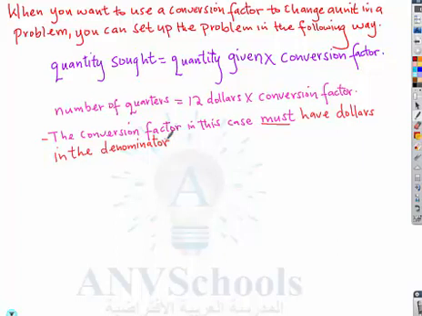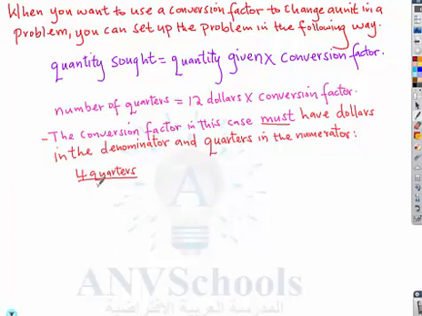Dollars go in the denominator and quarters in the numerator. So we will take 4 quarters and divide it by $1. The dollar must be the denominator because we want to convert to quarters. We want to do away with the dollars, so it has to be in the denominator.